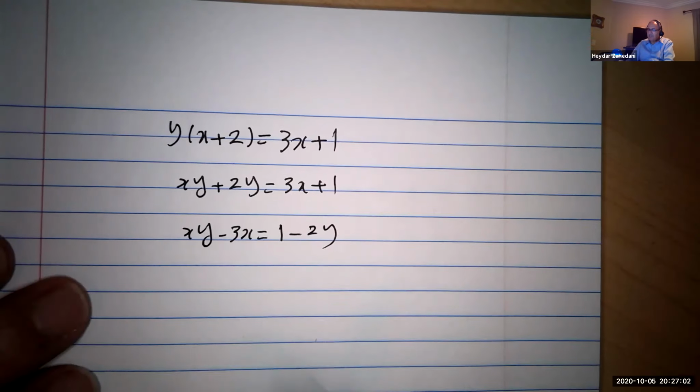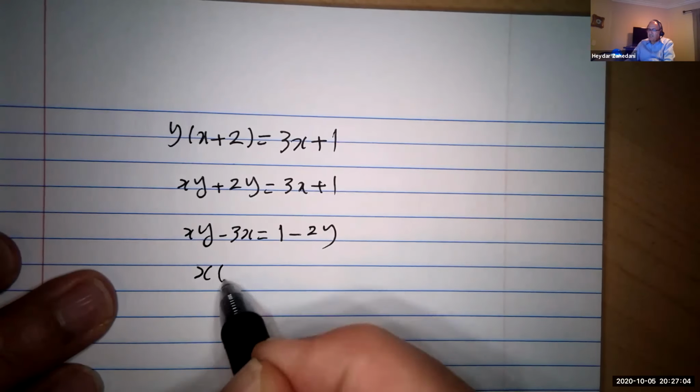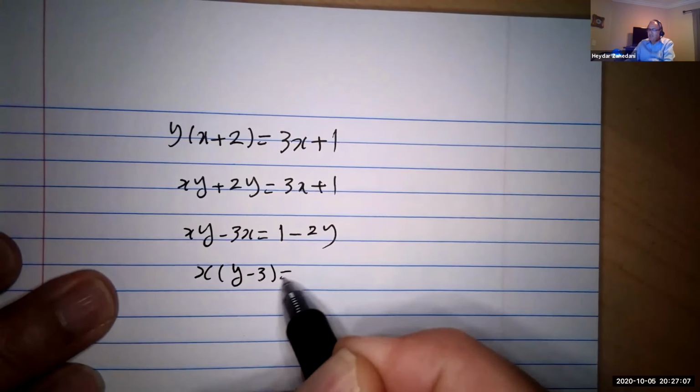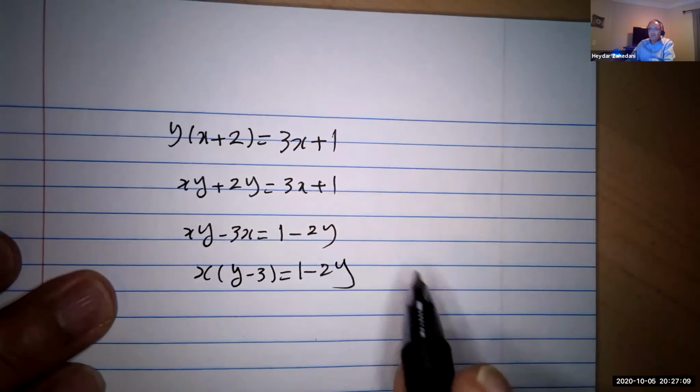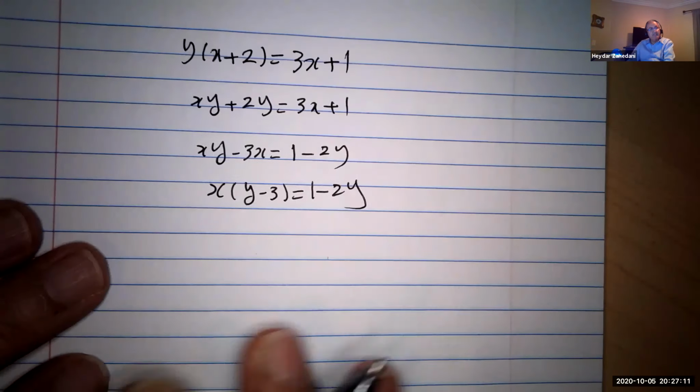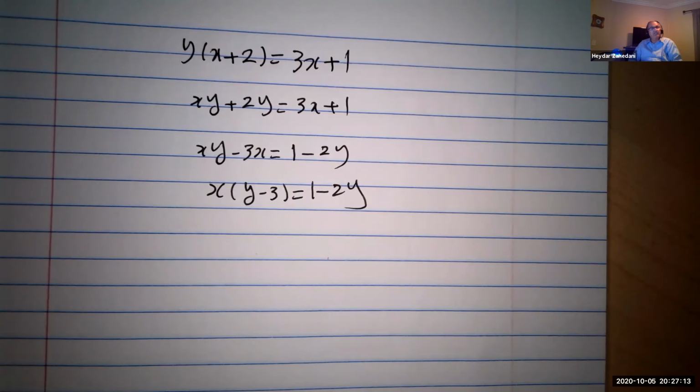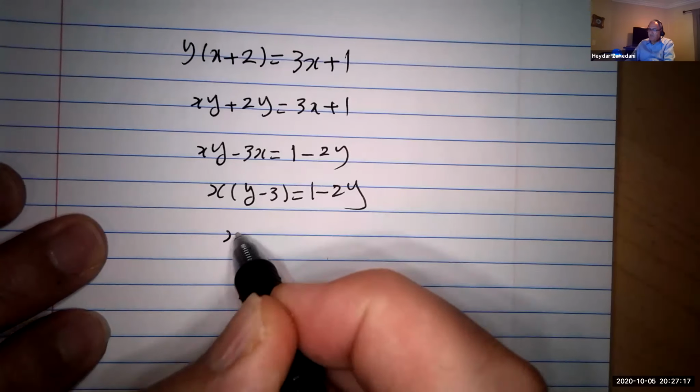Factor out the x. Factor out the x is going to be (y minus 3) is equal to 1 minus 2y. You want to solve for x. You got to be careful. You need a condition here. You see, you do it. You divide by y minus 3.